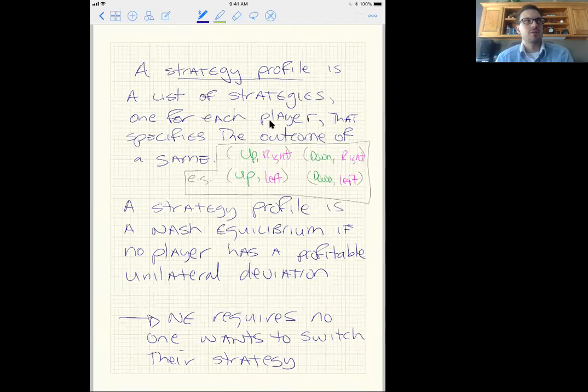The basic concept that's behind this is that technically the definition of a strategy is that it's a complete contingent plan. It's got to tell us what a player is going to do at any point in the game whenever they're called upon to play.